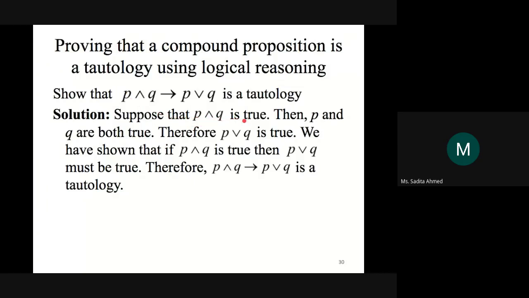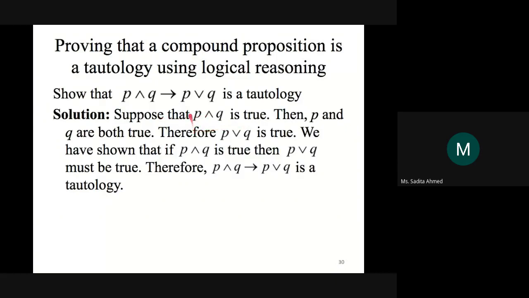We start from there. What is our task? Our job is to show that by starting from this assumption, we can get to the conclusion that P or Q is true. We start from this hypothesis or assumption, and we have to get to the conclusion that P or Q is true. So this is our hypothesis, and the conclusion is what we have to get to, that P or Q is also true.